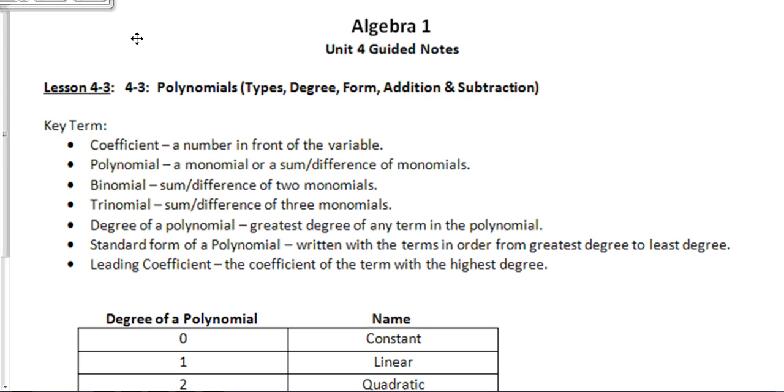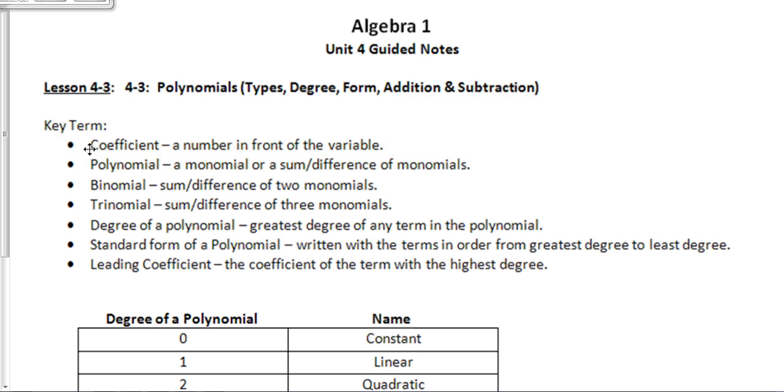4.3 lesson 27 is dealing with polynomials. Basically here we're going to talk about the type, the degree, and the form of polynomials. The vocabulary terms are going to be your friend for this unit.